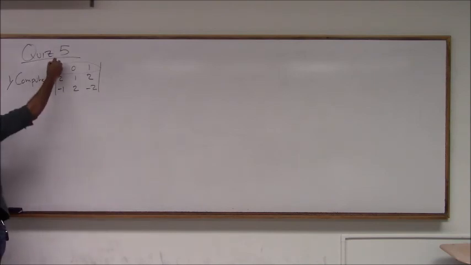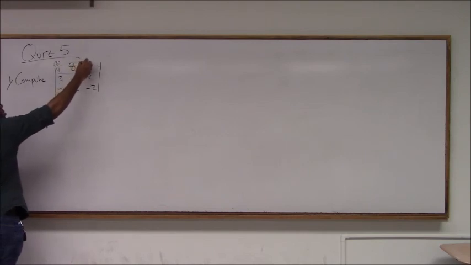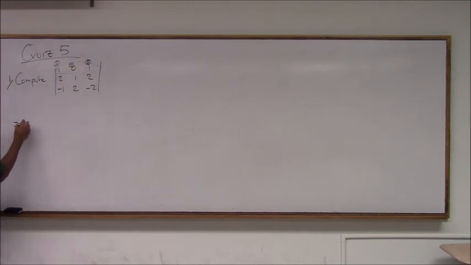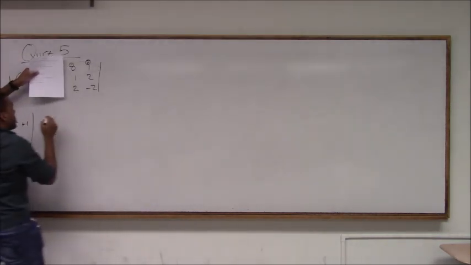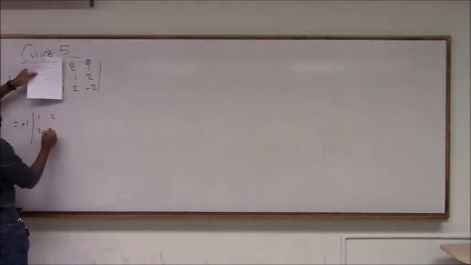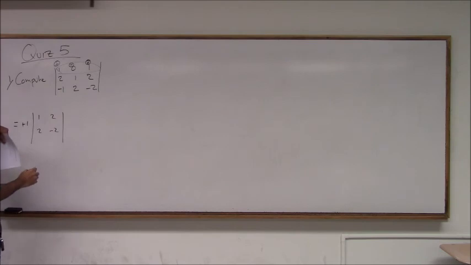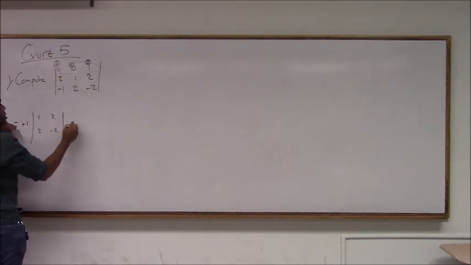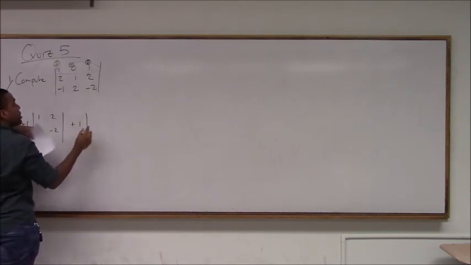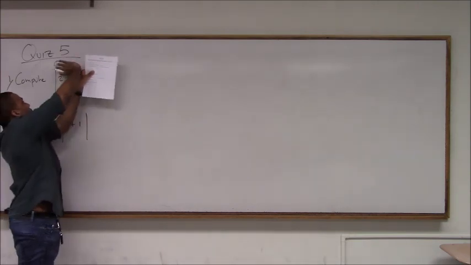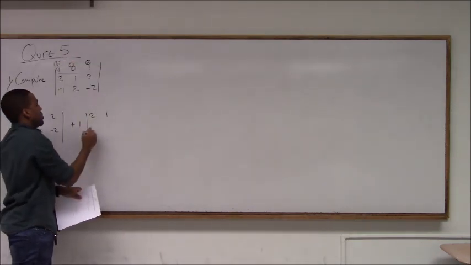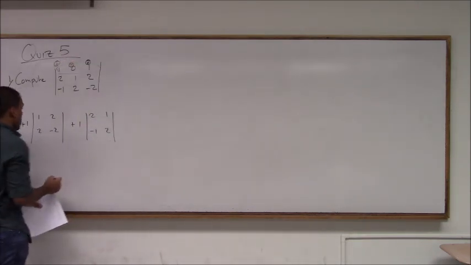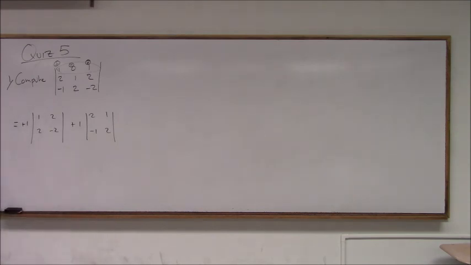So remember, there's a plus sign here, a minus sign here, a plus sign here. So it's plus one times, block out everything in that row and that column. You end up with 1, 2, 2, minus 2. The zero you ignore, and then it's plus one for this guy. Block out everything in that column and that row. So I get 2, 1, minus 1, 2. And then finally, on the last spot, you do the 2 by 2 determinant.